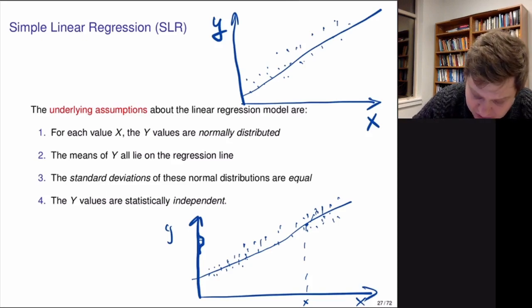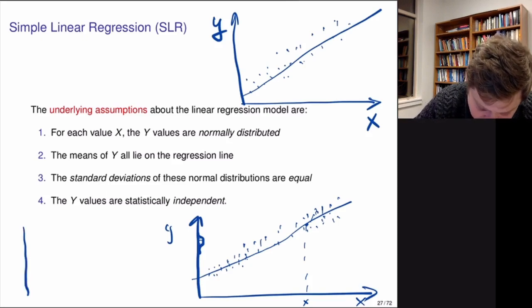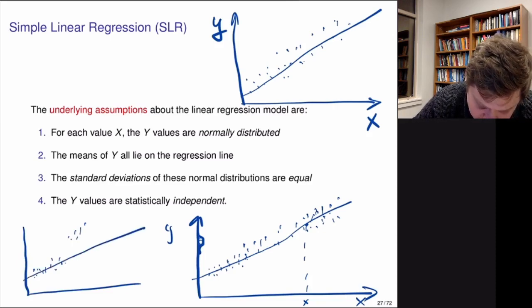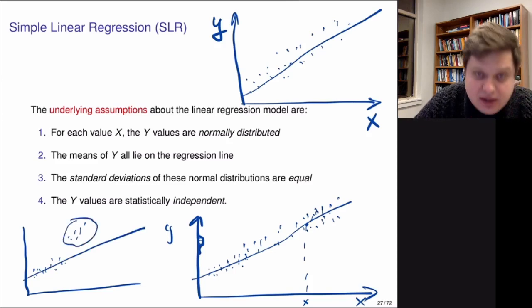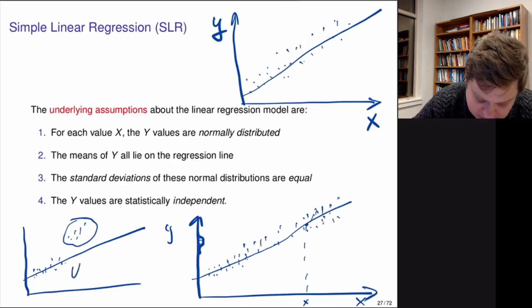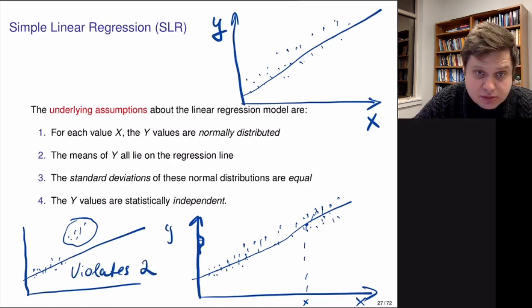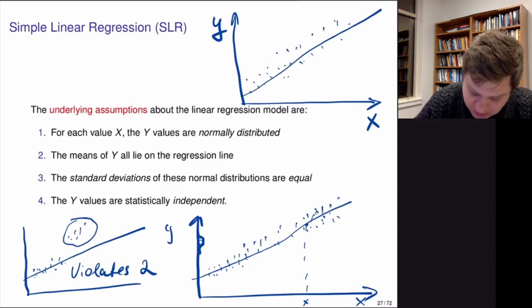Meaning that if you have something like this, and you have a line like this, right? So these values here, the mean of the y will not belong to the line. So for this case, it violates assumption number 2. The means will not be on the line, which means in this case, the linear model is not a good model.